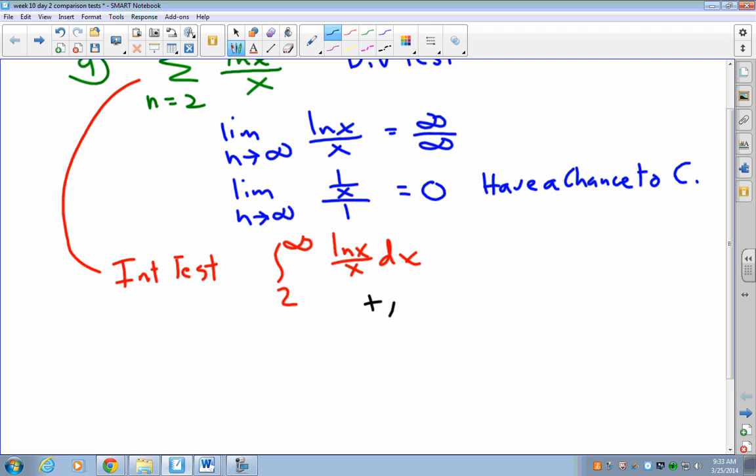Continuous? Need continuous? It is, because where is the only issue? At 0, and I'm integrating from 2 to infinity, so I'm good. What was the other one? Got to decrease. Could you graph that and take a look? Okay, it does. Cool. Decrease. Okay, so now I got to integrate.